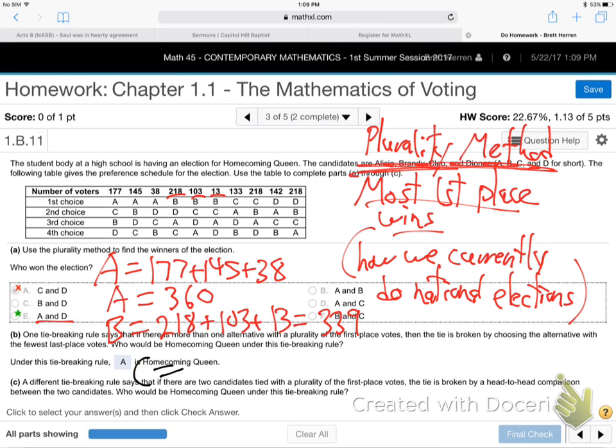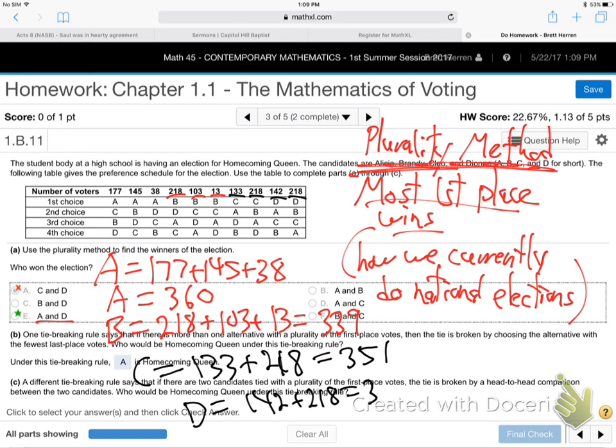How many like C best? 133, 218. That's it. So what is that one? 351. Thank you. And then how many like D best? 142, 218. I guess it's 360, a tie with A. That's why that's the answer, huh?